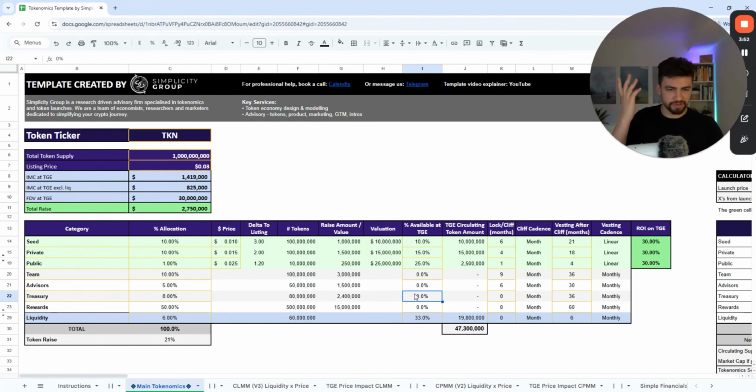For the treasury, maybe you want to have a little bit of an airdrop tranche, so let's say 5% there as well. There you go. Nice. So the tokenomics are now complete.